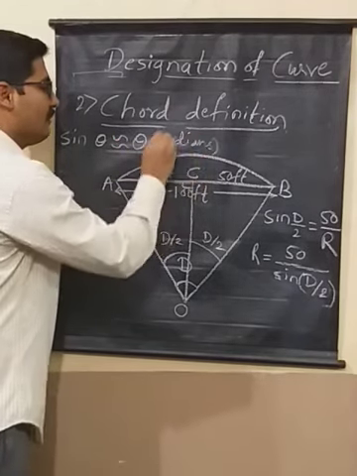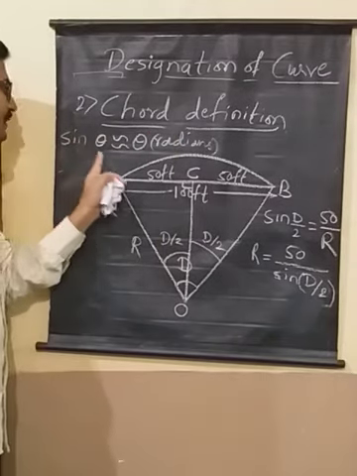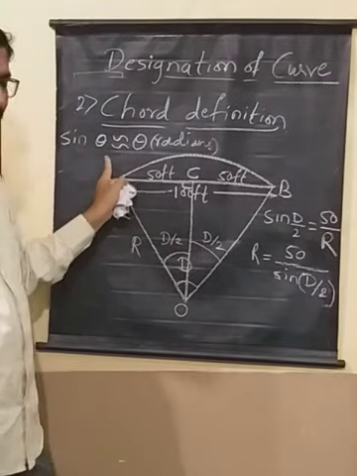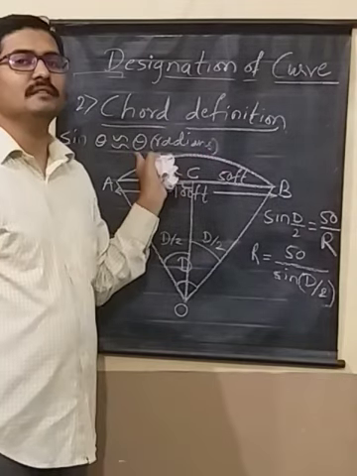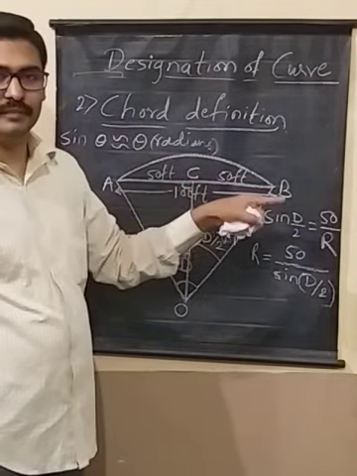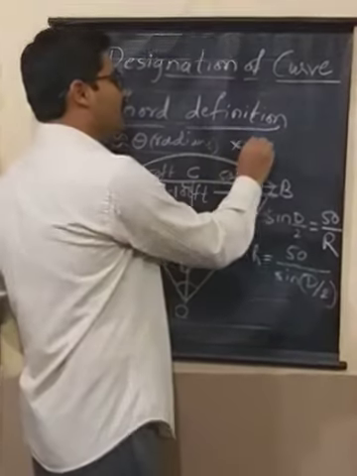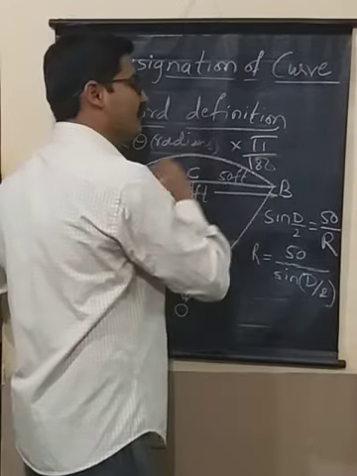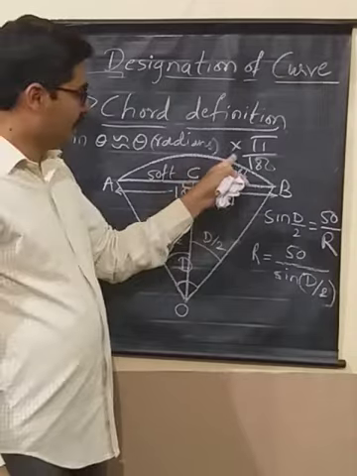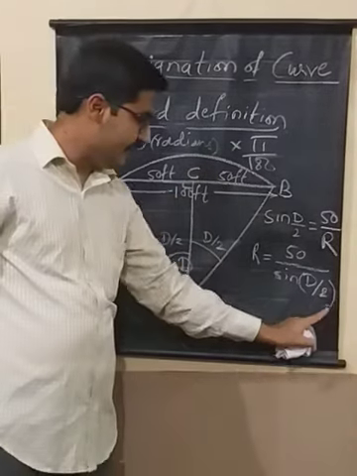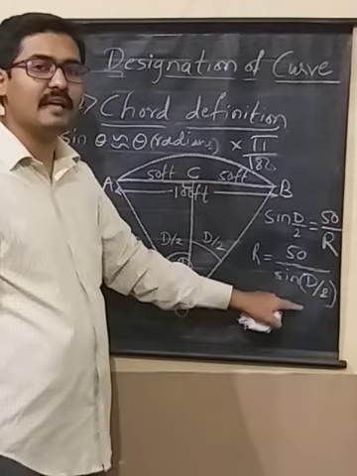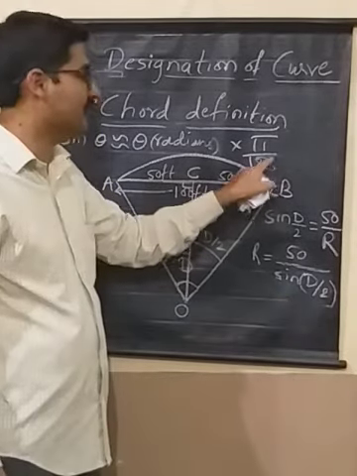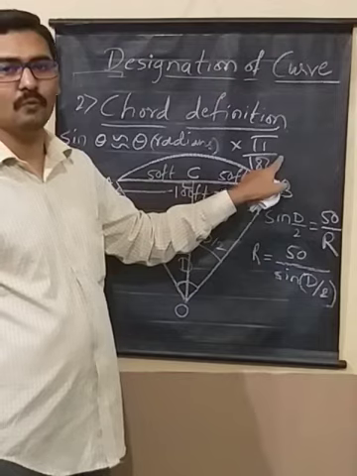Remember this, right? Sine theta is equal to theta when theta is small, and it will be in terms of radians. To convert any angle from radian to degree, we will multiply it by pi by 180, isn't it? So I can write sine D by 2 as D by 2 itself, but if I want that in terms of degree, then I have to multiply it by pi into 180.